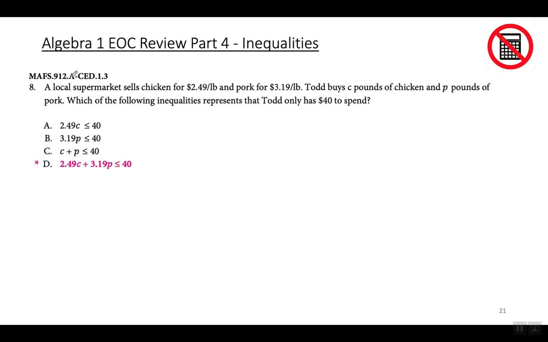This one I'm just going to put the answer, because I think it's pretty easy. Just look at it. Just realize that he only has $40 to spend. So whatever he spends, they all have the same 40, so it's not a big deal. That one's real easy.